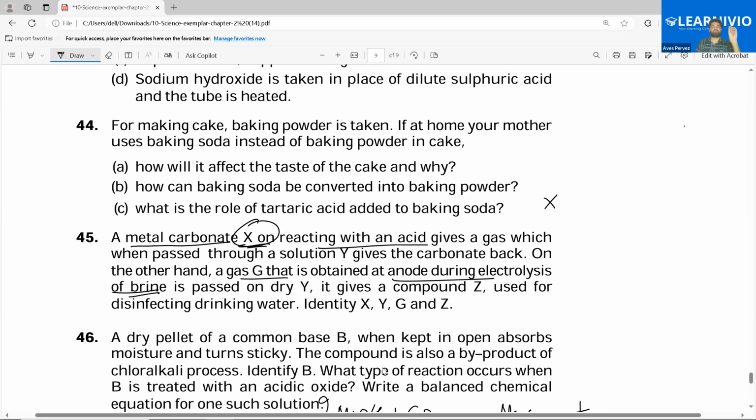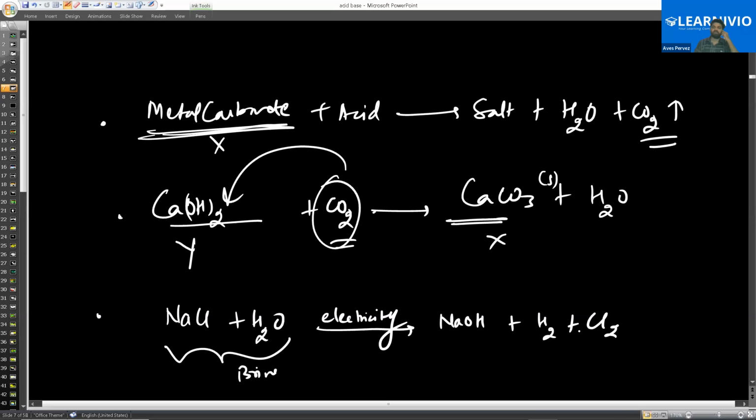When you pass electricity through it, two gases are obtained, hydrogen and chlorine. You must know which gas is obtained at the anode and which at the cathode. So here the gas G, which is obtained on electrolysis of brine at the anode, is chlorine gas.